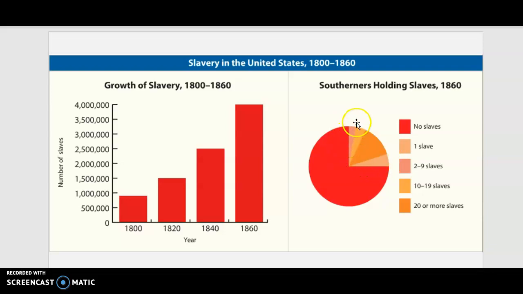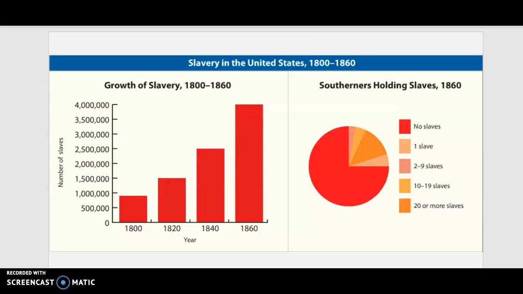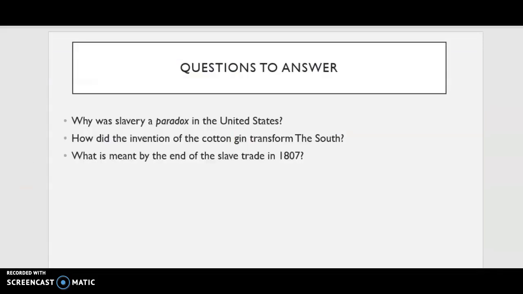This pink color, 2 to 9 slaves. The lighter orange, 10 to 19 slaves. And the darker orange, 20 or more slaves. Those would have been those wealthy plantation owners, right? Owning 20 or more slaves. So slavery in the United States definitely did not decrease as a result of the end of the slave trade. Rather, it increased. Though, again, it was a smaller percentage than some people think that were owning a large amount of slaves.